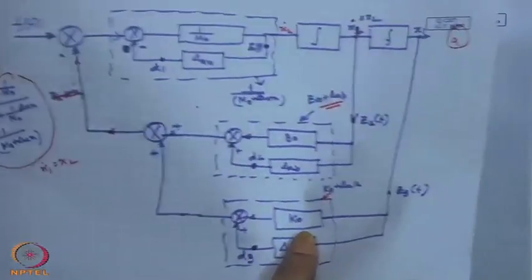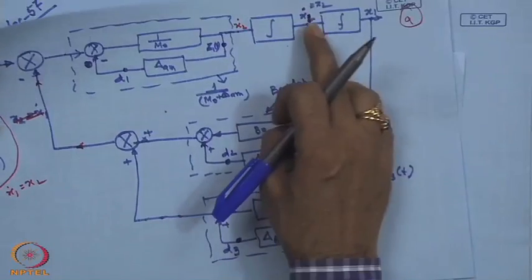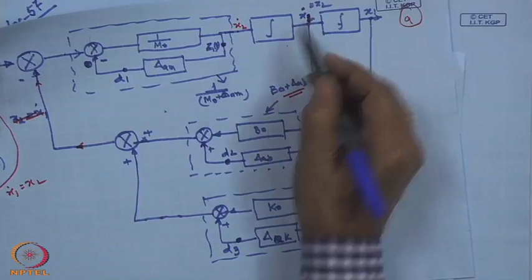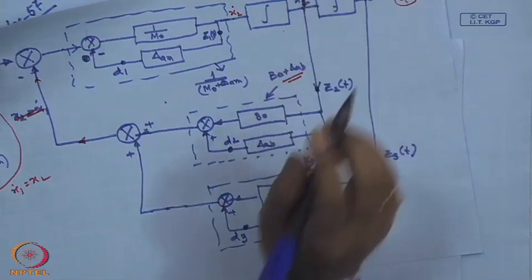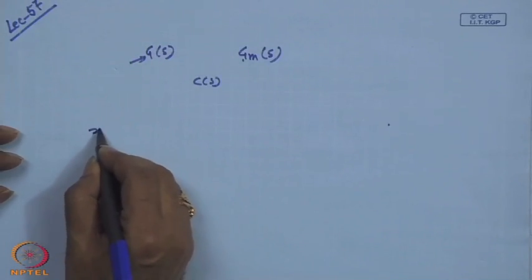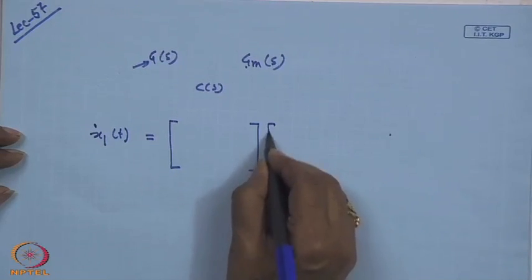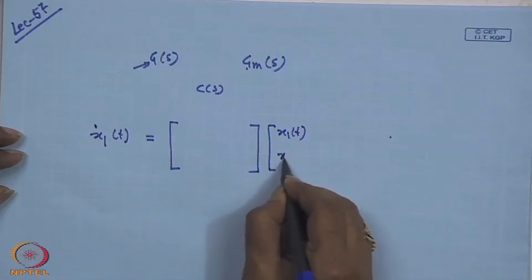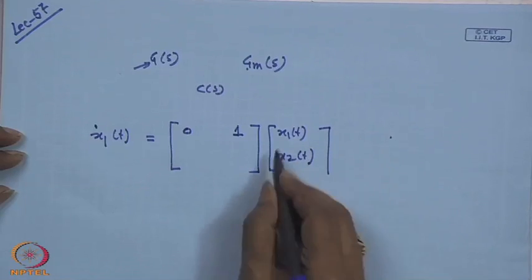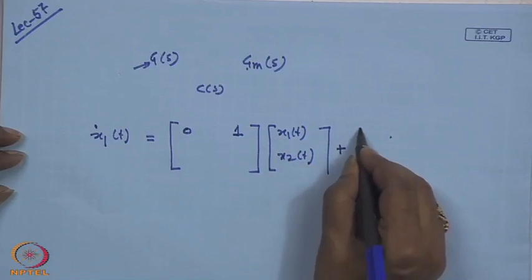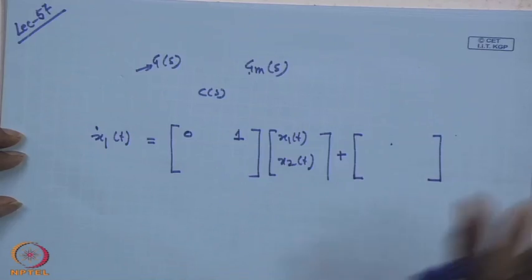So, if you look at that one, I can write what is our x 1 dot? X 1 dot is nothing but our x 2. You see x 1 dot is nothing but x 2. So, if I write this expression, x 1 dot of t is nothing but x 2. So, x 1 of t, x 2 of t and 0 and 1. There are no other terms involved in this equation. X 1 into 0, x 2 into 1, plus there are no other terms in here for the time being.